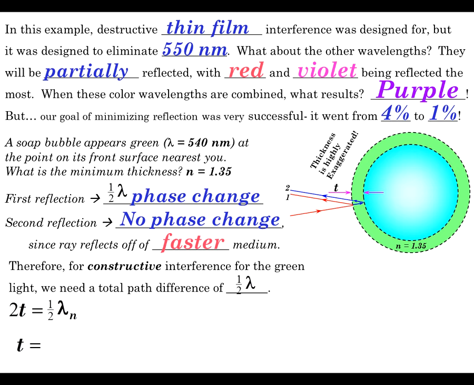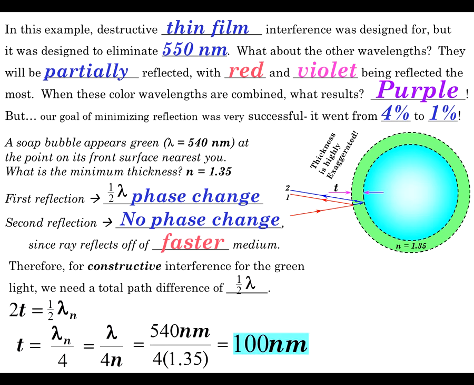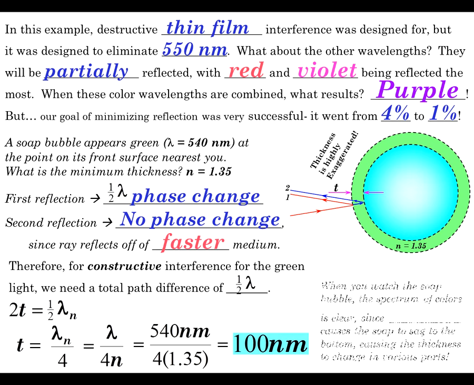in the medium, lambda sub n. So the thickness is lambda n over 4, but lambda n is lambda over n. So t = lambda over 4n. Now we can plug in the numbers. There's the numbers, and there's the result.